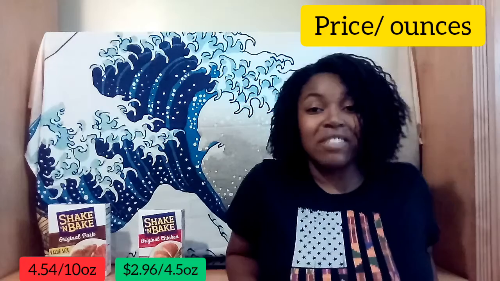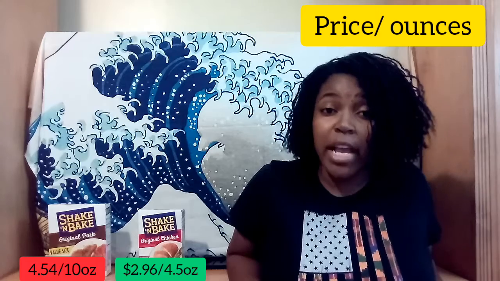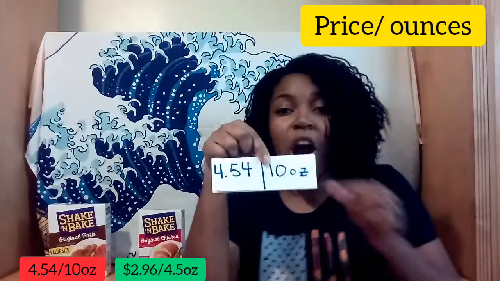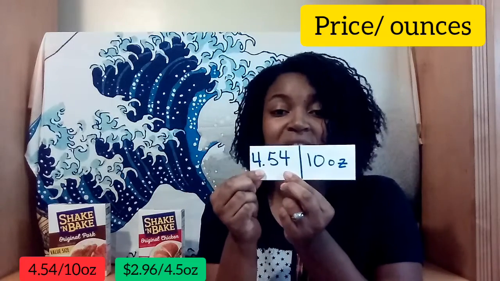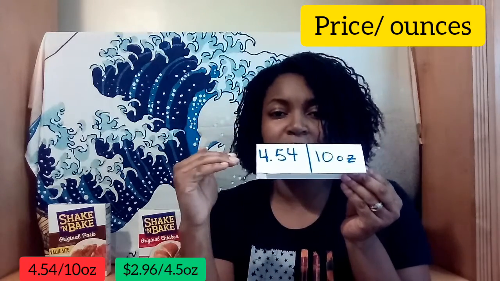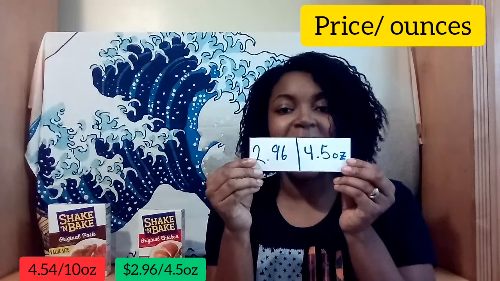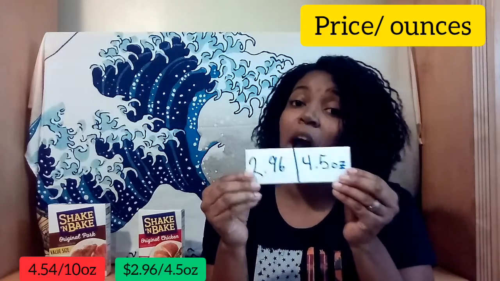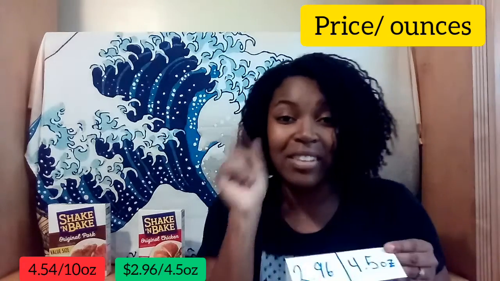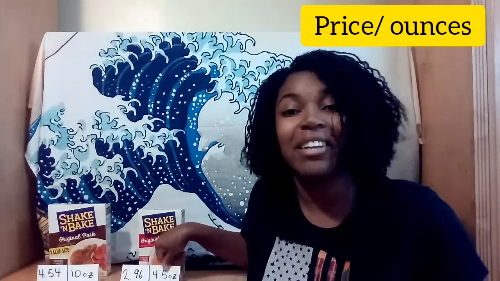So what we're going to do next is find our unit price. What is our price per ounce? Which one is giving us more shake for that bake, right? So we need to take our price, $4.54, and divide that by 10 ounces to find out what is the price per ounce, okay? Next up, we need to take our $2.96 and divide that by 4.5 ounces to find out, again, what is our price per ounce and which one is going to give us a better rate. I'll give you a second to pause me and find out for yourself. Check if you're right.